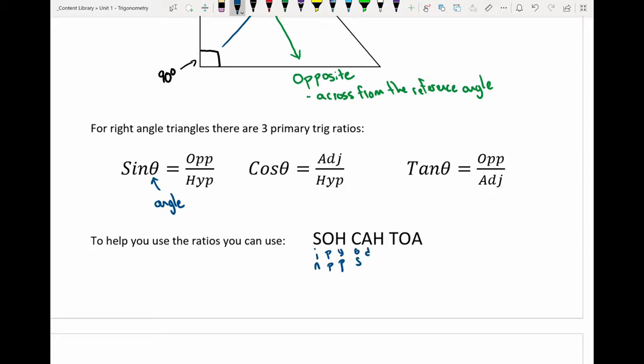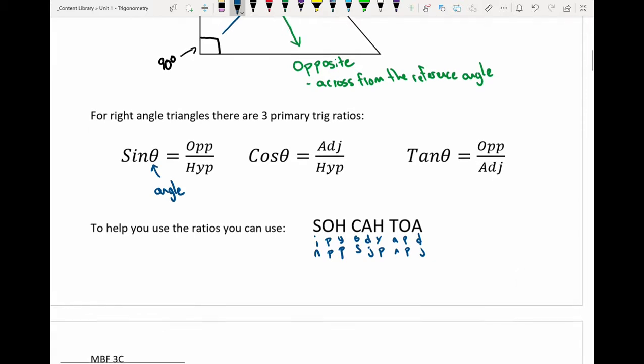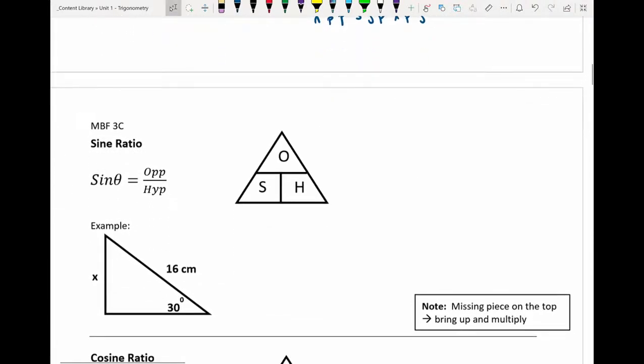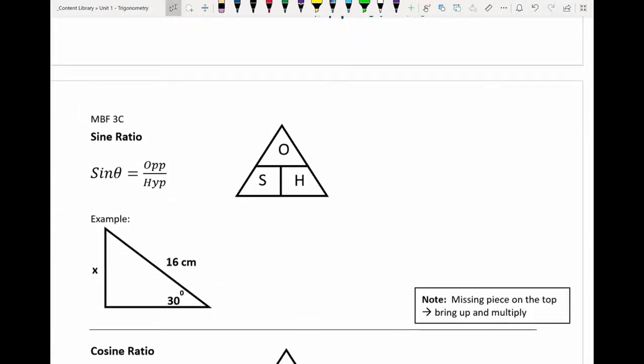Cos is adjacent over hypotenuse. And then tan is opposite over adjacent. So again, it's just an acronym to help you remember what your ratios are, but you can always refer back to your notes to find this. So we're going to look at an example of each ratio and look at how to solve them.